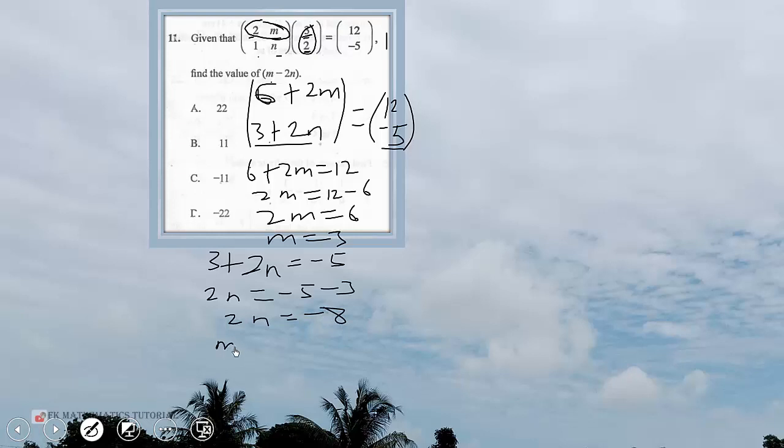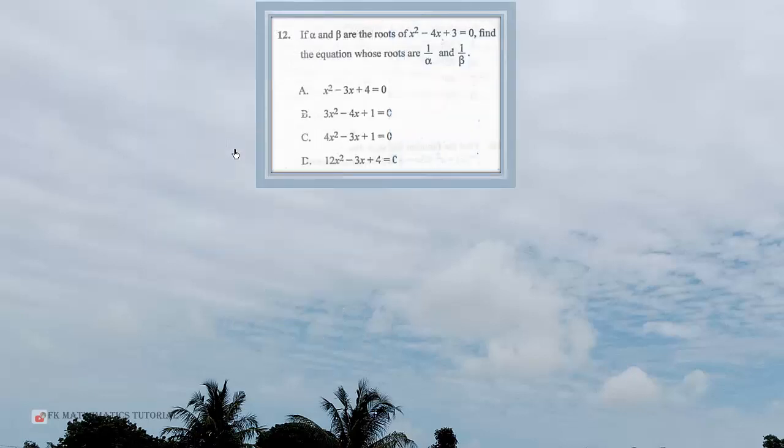So m minus 2n will be equal to m, which is 3, minus 2n. 2n is negative 8, so with the negative, which is plus 8, that will give you 11. So that will give us 11, which is option B.